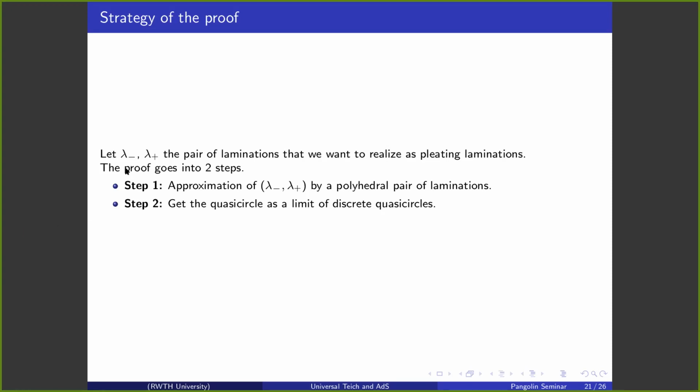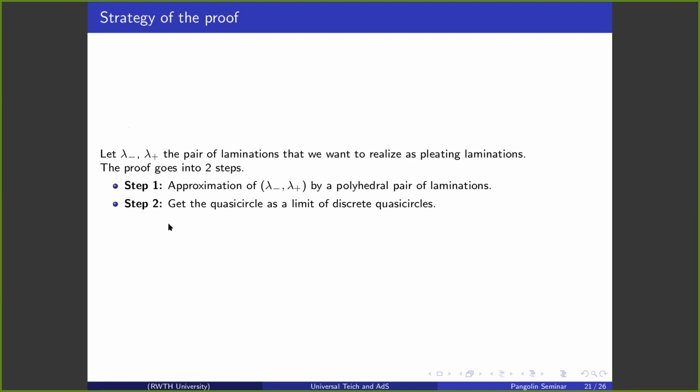So the data is right there, right? You have a pair of measured laminations that you want to realize as the pleating laminations of the boundary of the convex hull of a quasi-circle. And the proof goes like this.